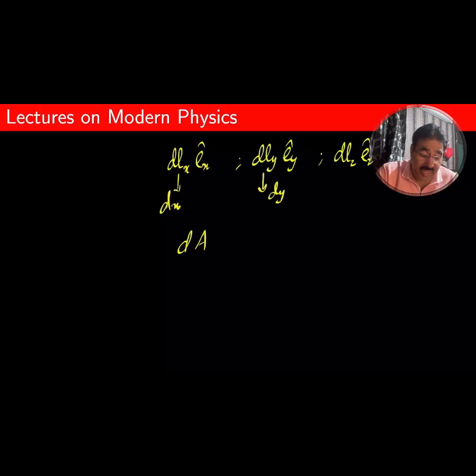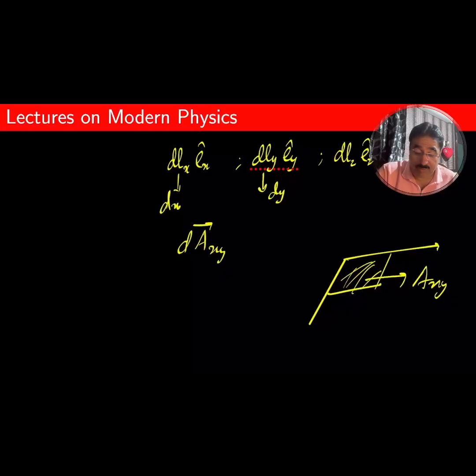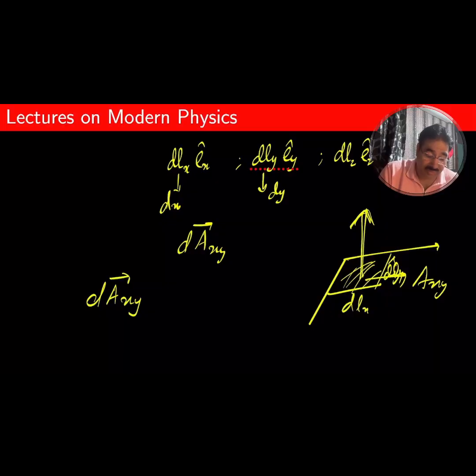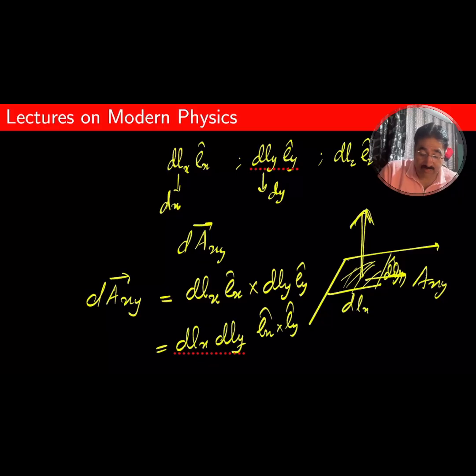So I want to find the area vector daxy. If this is the x-axis and this is the y-axis, then any area element here is daxy. Its direction would be in the z direction, because daxy is the cross product between dlx and dly, and that would be in the direction of ez. So how do I write that vector? I write it as dlx ex cross dly ey. That would be dlx dly, ex cross ey, which is dlx dly ez.